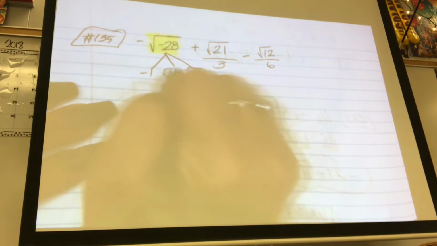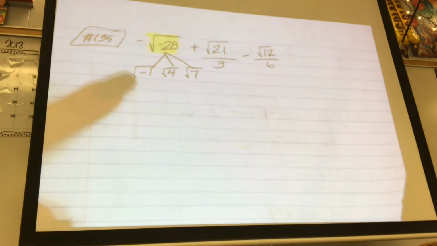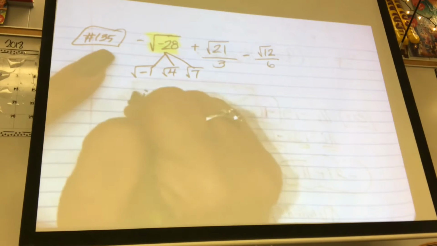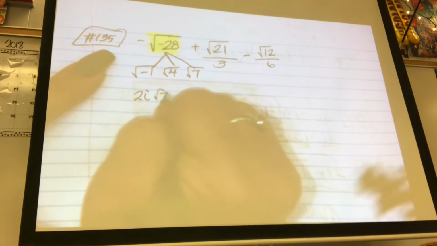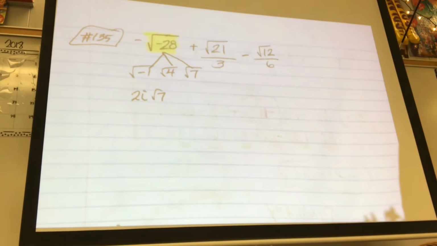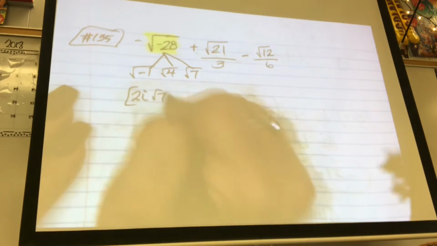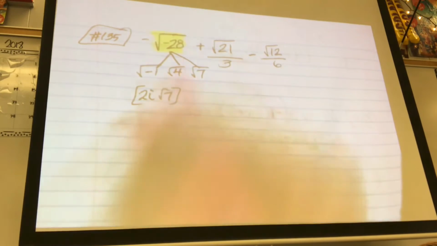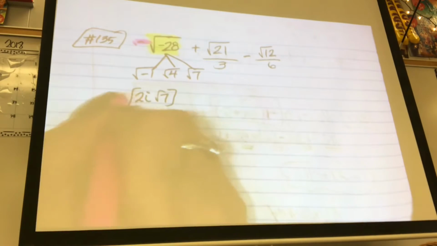So we're going to do the square root of each one of these. Destiny, what's the square root of negative 1? i, nicely done. What's the square root of 4? 2. So this part is just 2i rad 7. But be careful because of this negative right here. There's a negative here too.